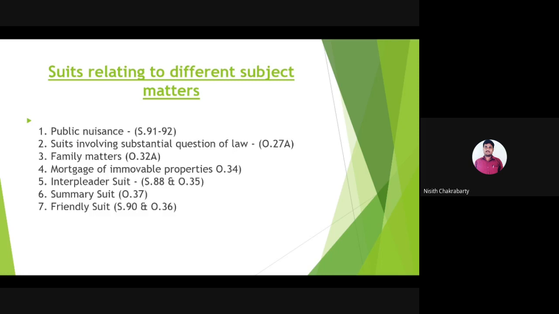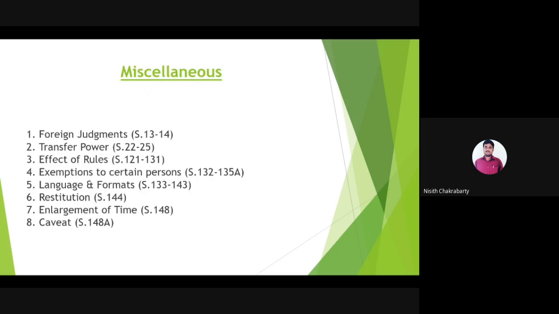These are the 7 kinds of things that you must know in no particular order. So you can read in any order, but you just have to remember 7, and previously there were 8. Now coming to miscellaneous provisions that you must know. First is foreign judgment, section 13 to 14. Transfer power that has been given to various courts.